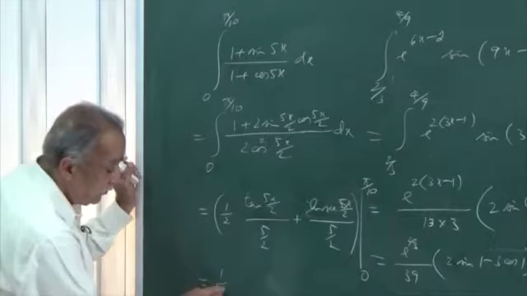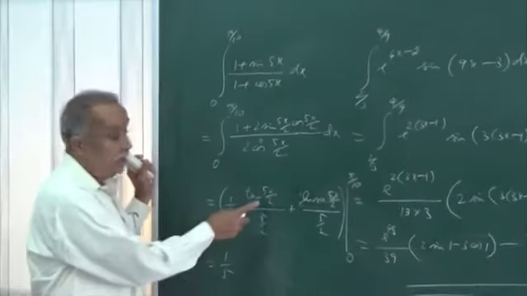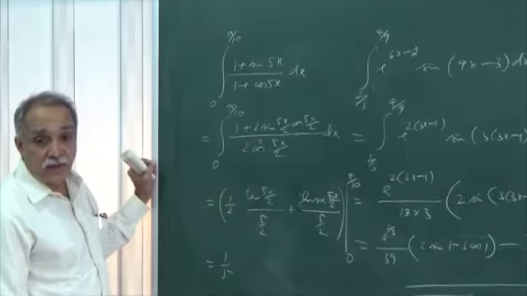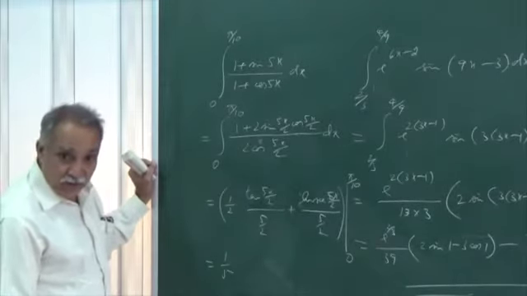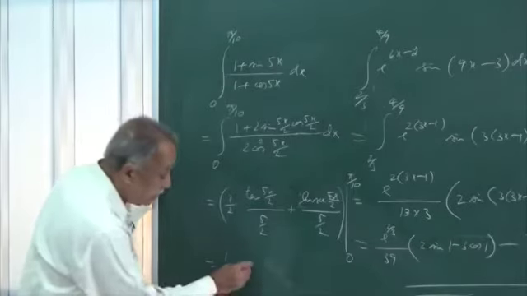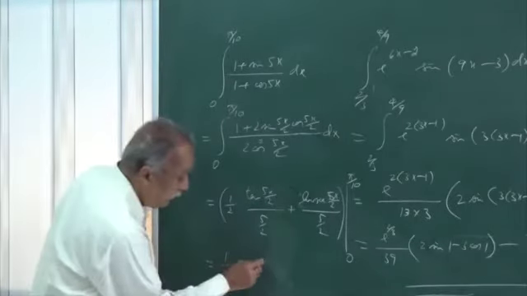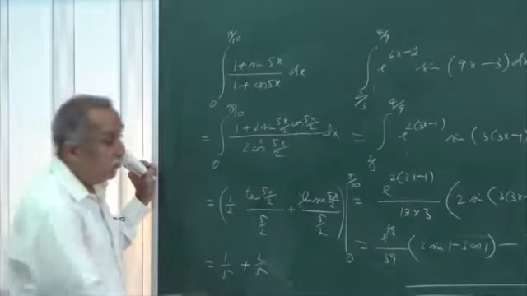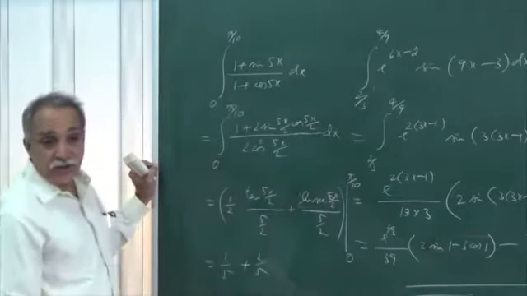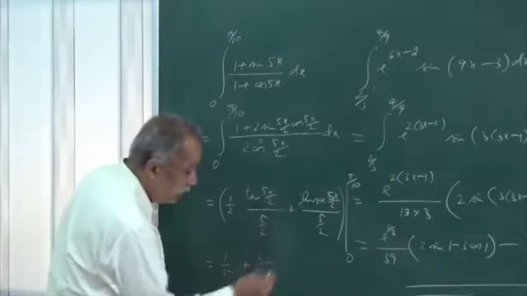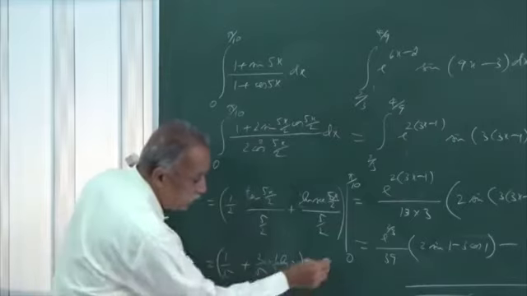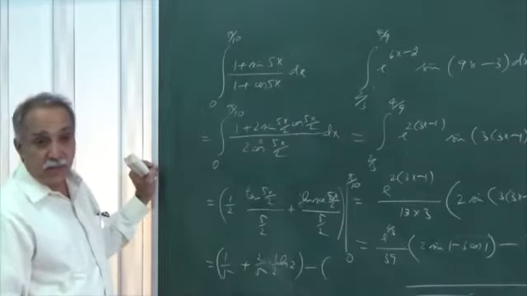At pi by 10, 5x by 2 is pi by 4. Tan of that is 1, plus 2 by 5 into... 5x by 2 is pi by 4 as before. Secant pi by 4 is root 2. Log of that, I may write it as half log 2. This is what I get at upper limit, pi by 10.